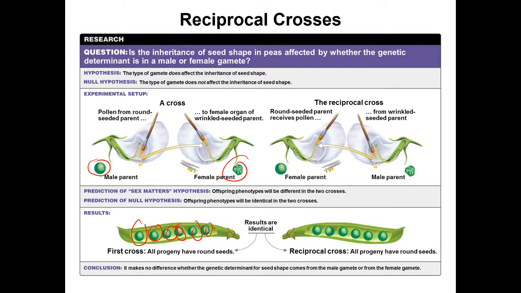Okay, well, what if you do a reciprocal cross? What if the female has the round seeds and the male has the wrinkled seeds? Well, in this case, all the offspring also have round seeds. So this particular trait is not dependent upon the sex or gender of the individuals. In this case, it is an autosomal trait. In other words, this particular trait is found on an autosomal chromosome, not on a sex chromosome.